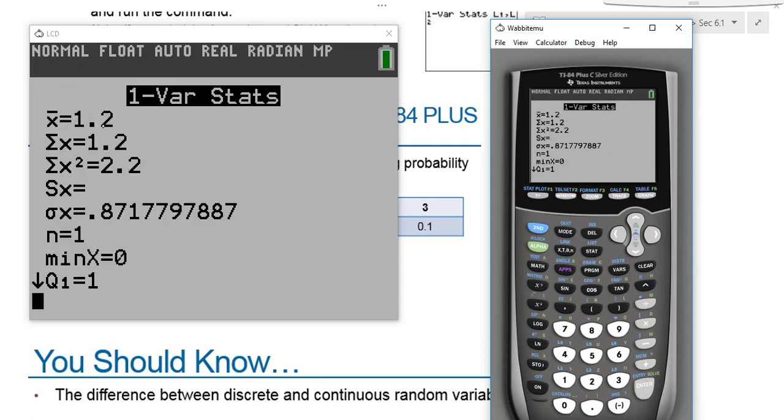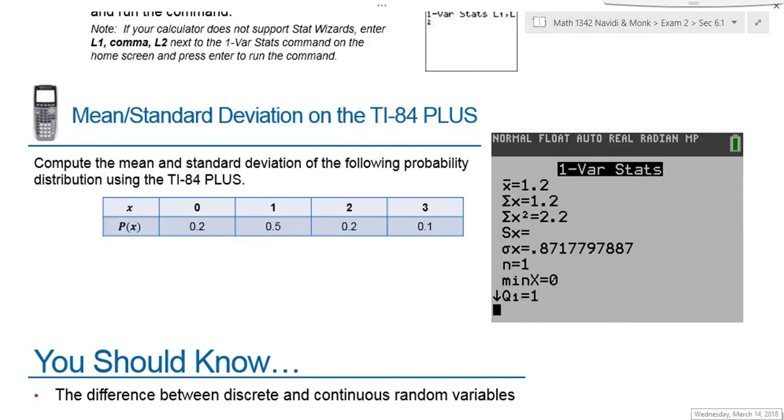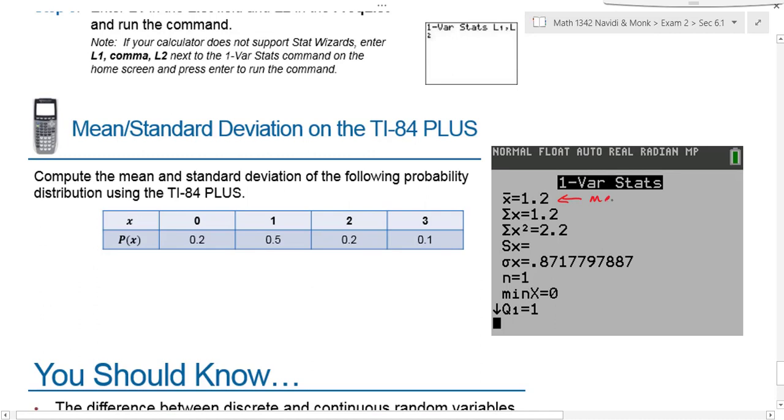This is the mean that we got earlier, isn't it? That 1.2. This number right here now is the standard deviation, 0.8718. This is the output that we got. The mean is this value right here. And this number right here is the standard deviation. What would you do if I asked you for the variance? Because the variance isn't one of the outputs that we get. What do we know about the variance?